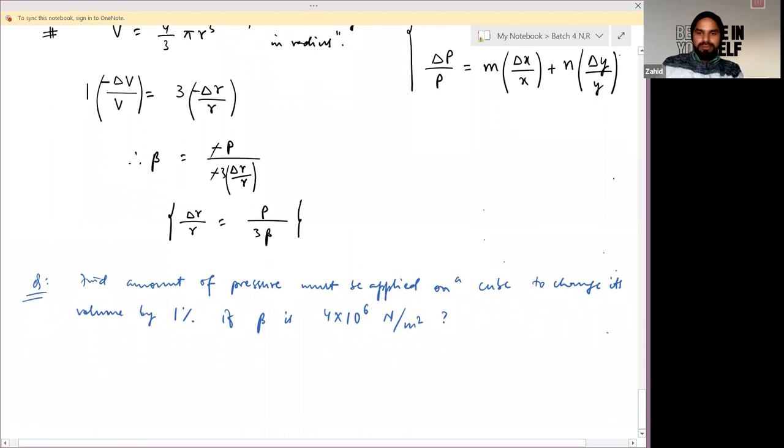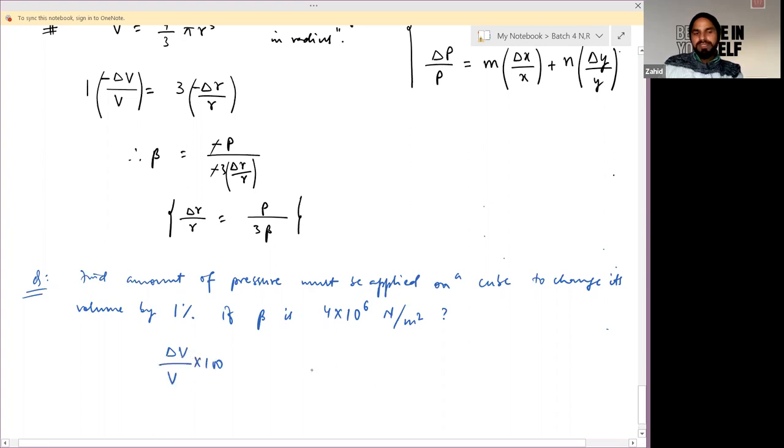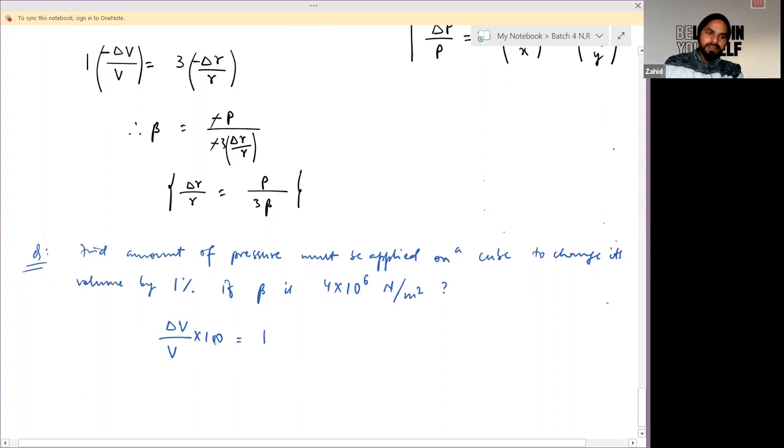Let me define how to approach this type of problem. In this part, you have the percentage change in volume as 1%. So you may write it as delta V divided by V into 100. This will be the percentage change in volume, which equals 1. But in the formula of bulk modulus, we have to use only delta V by V. So just move this 100 to the other side. You will get delta V divided by V equals 1 by 100. So this is your first value.